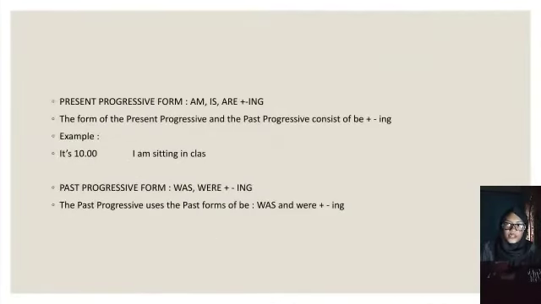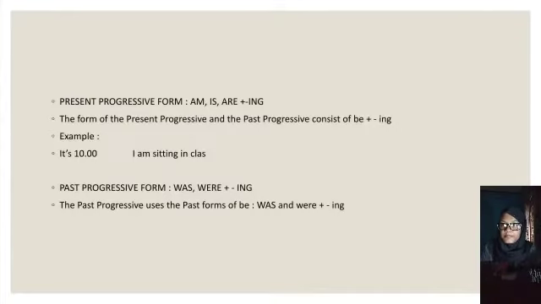And next, there is present progressive form. So the forms of the present progressive and the past progressive consist of be plus ing. So be, there is am, is, and are. The example, it's 10. For I, we can use am. So I'm sitting in class. And the present progressive uses the present forms of be.